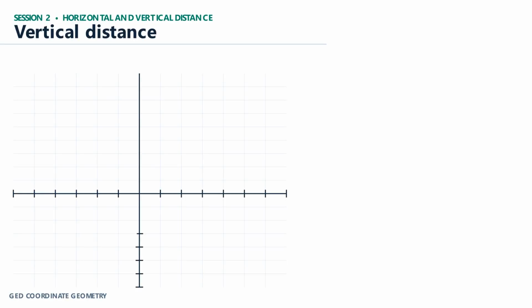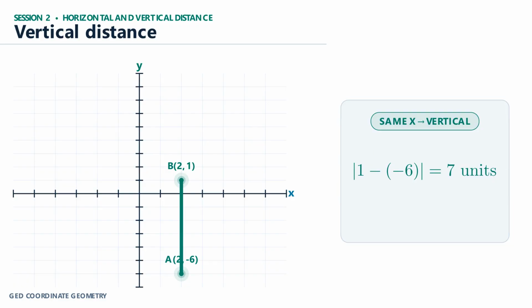Now find the distance from C, 2, -6, to D, 2, 1. The x-coordinate stays 2, so the segment is vertical. Subtract the y values. 1 minus -6 equals 7. The vertical distance is 7 units. Notice that subtracting a negative becomes addition. A quick visual check agrees. 6 units from -6 to 0, then 1 more unit to +1.